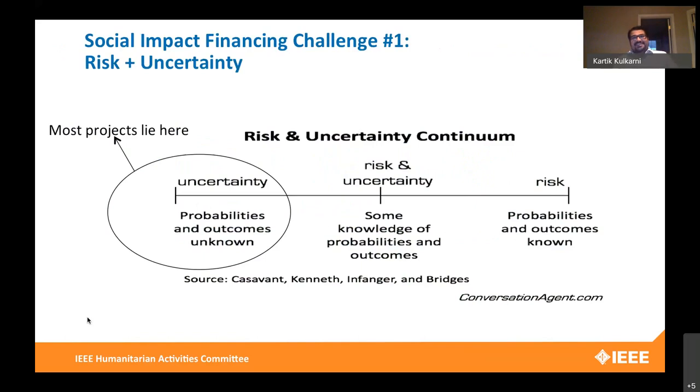But then it's not so easy. There are several challenges, and I'll highlight a couple of them. There's this challenge of risk versus uncertainty. What this means is, if you invest in any financial product, there is some amount of risk, right? The outcomes are known, but the probabilities of achieving those outcomes are unknown, or they're not close to one. So that's risk. But in these projects, we have uncertainty, where both probabilities and outcomes are unknown. So this is a big, big challenge for serious investment to flow in.